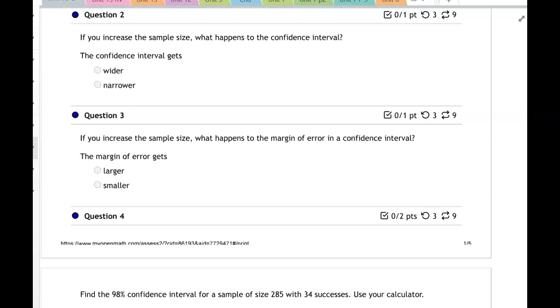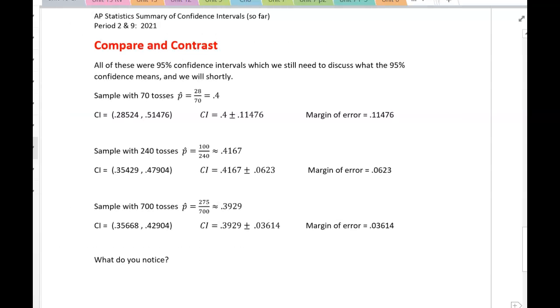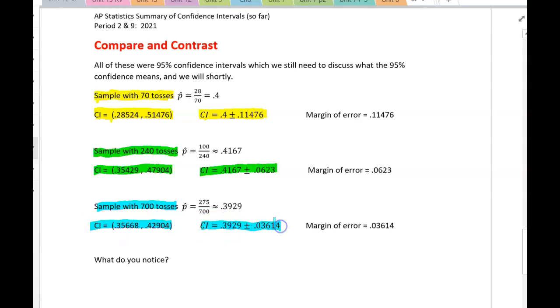So if we go back to our class notes, if you remember, we tossed a candy kiss, and between the two classes, if we tossed it 70 times, this was our confidence interval. And then if we write it as p hat plus or minus the margin of error, I highlighted that in yellow. We also tossed it 240 times, and then here's the confidence interval highlighted in green, written both ways. And then we also tossed it 700 times, and again there's the confidence interval in blue, written both ways.